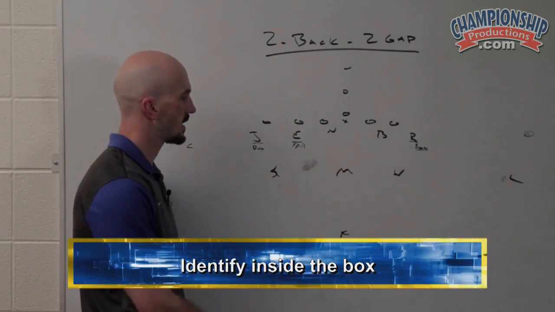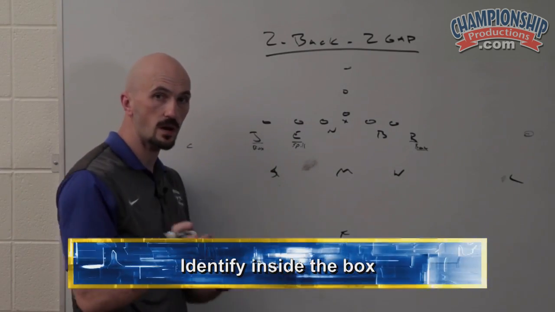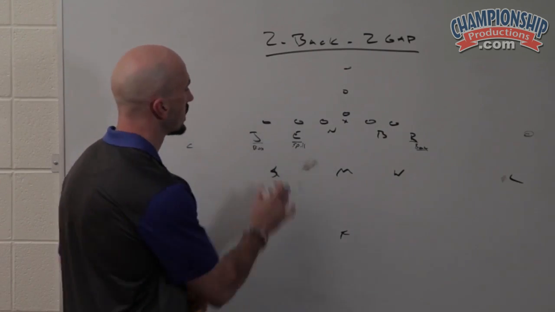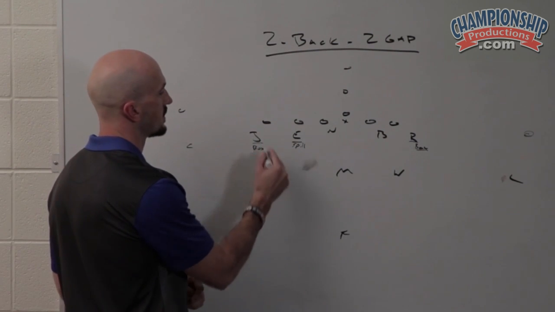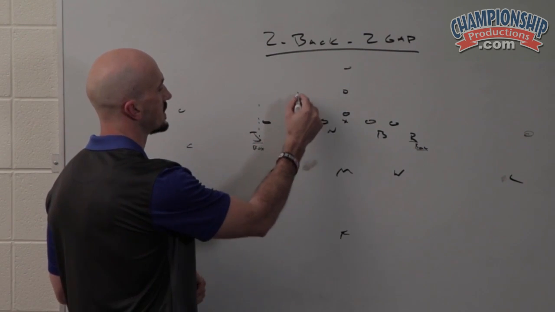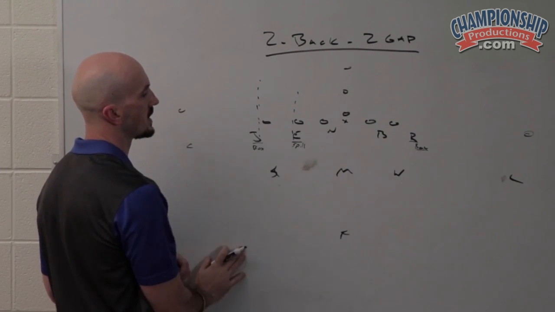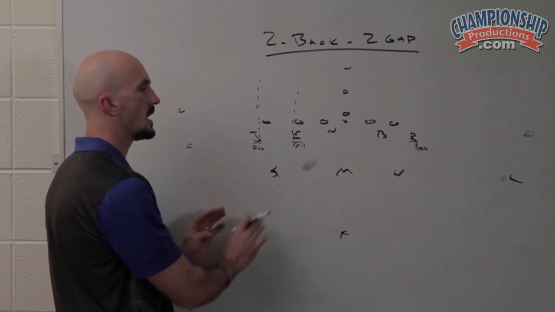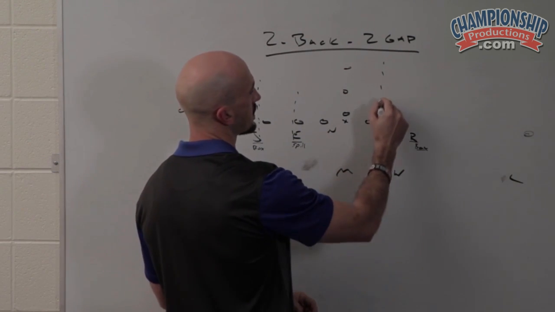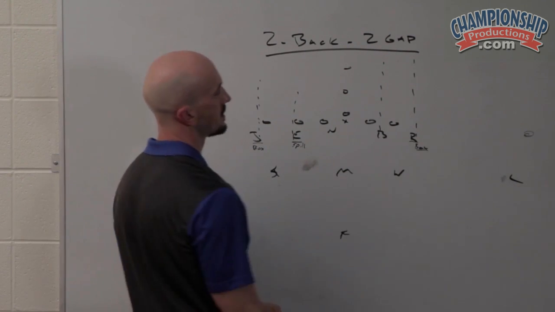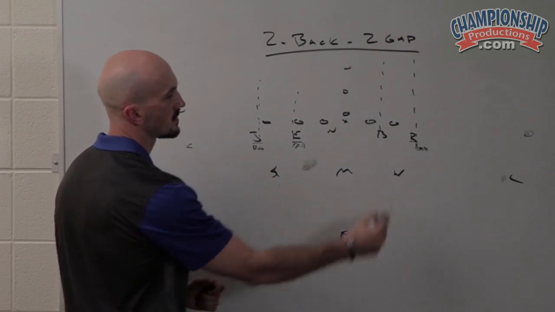So we identify inside the box. So whoever the box defender is, the ball is going to be put inside of them. So we want to identify that if the ball is run to the left, it is going to be put into that alley. If the ball is run to the right, it is going to be put into that alley right there.